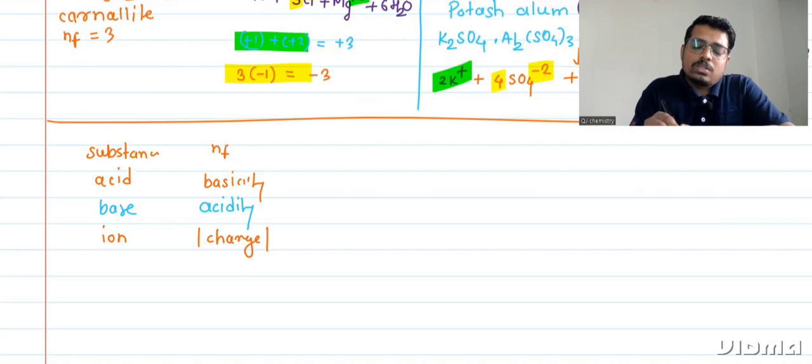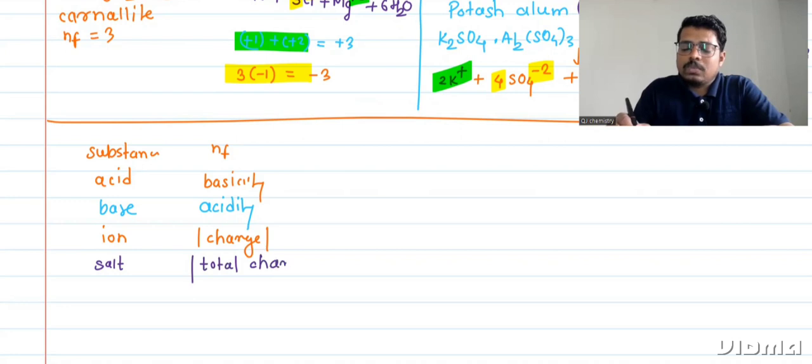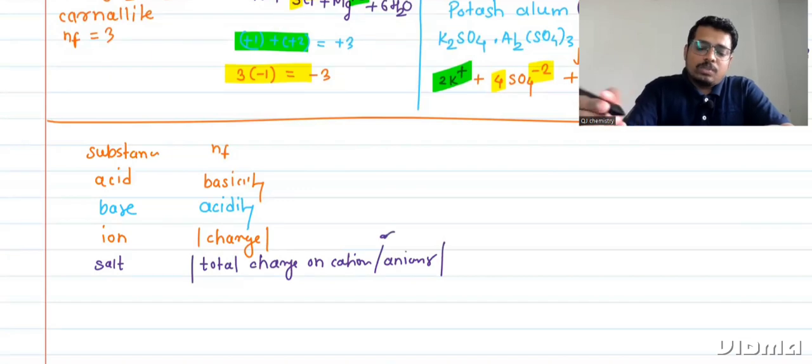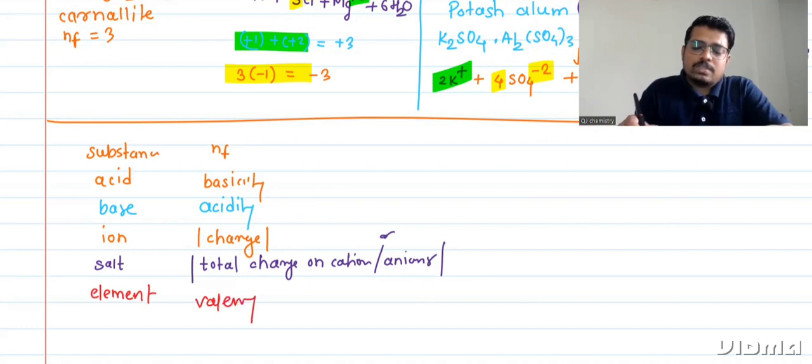In case of a salt, the n factor is equal to the total charge on cations or anions. And one more point, that is element. In case of an element, the n factor is the same as its valency.